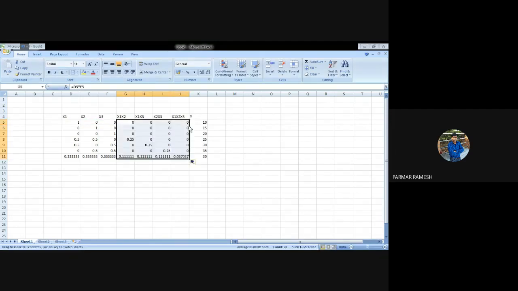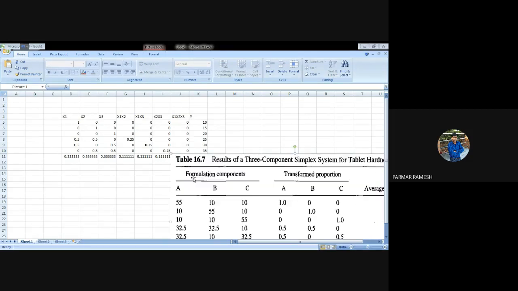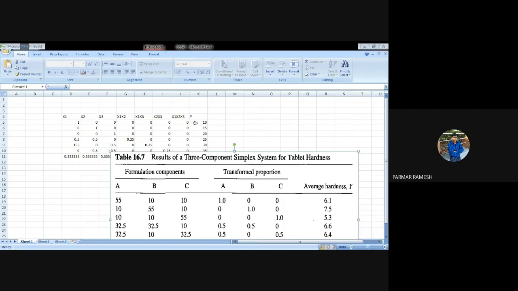Now, let us put the values from the experiment which we were calculating, so that it will be easier for us to work with it. Let me place the values from here only. So 6.1, 7.5, 5.3, 6.6, 6.4, 6.9, 7.3, and 7.2.